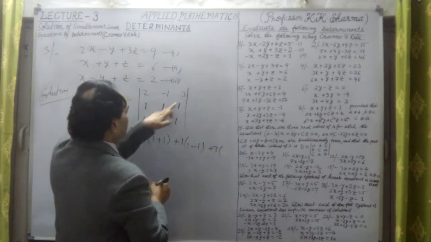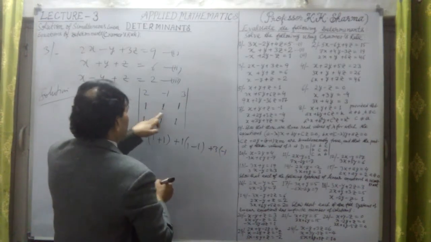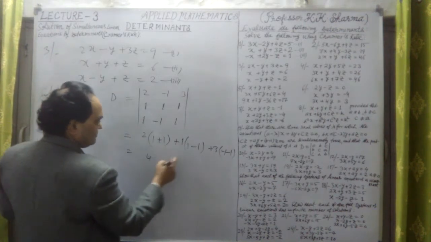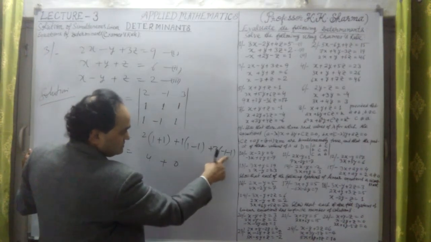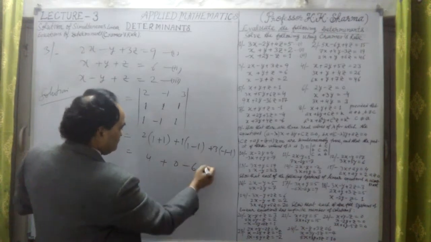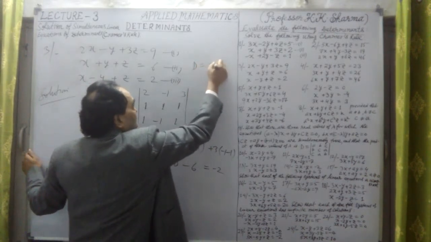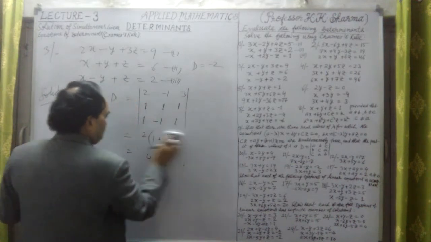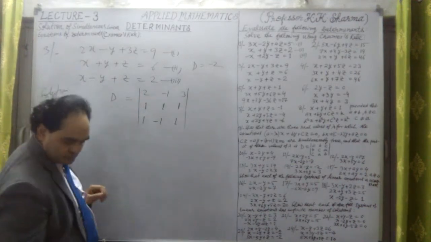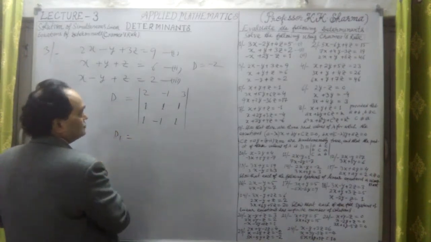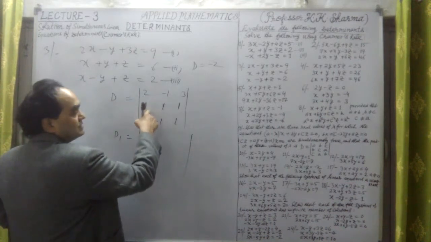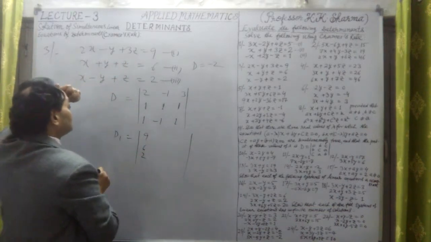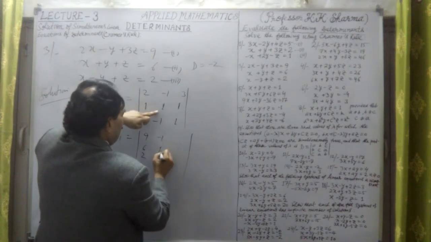And plus 3 into this 3 into 1 into minus 1 is minus 1. 1 into 1 minus 1 is minus 1. It is 1 plus 1, 2. 2 into 2, 4. Is 0 here. 3 into minus 2, minus 6. Is minus 2. D is equal to minus 2. Okay. Let us now find out what is d1, d2, d3. Now, d1 is equal to, we just replace coefficient of x by value of equations. This is 9, 6 and 2, this is minus 1, 1 and minus 1.